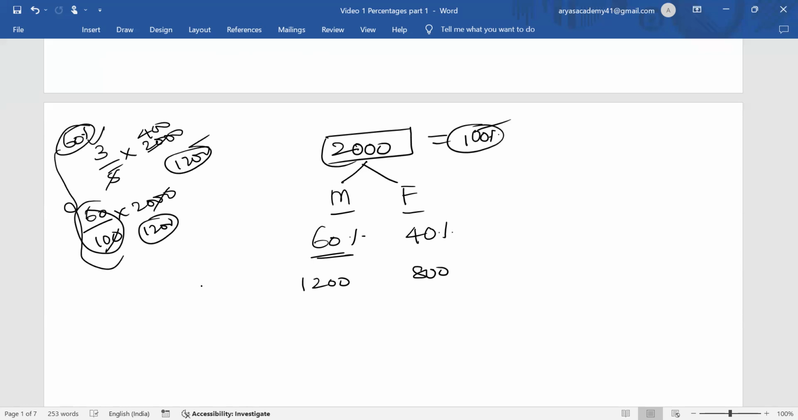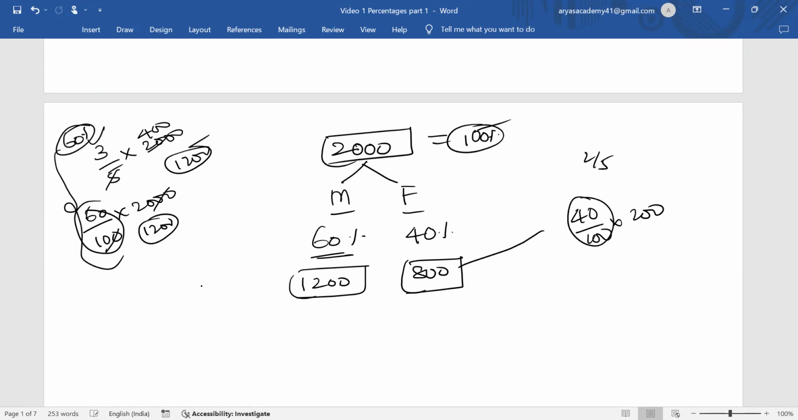So somehow we came to know the male population is 1200 and the female population is 800. If you want to calculate this, you can simply do it this way: 40% of 2000 gives you 800, or 40% is actually 2 by 5, and 2 by 5 into 2000 also gives you the value of 800.